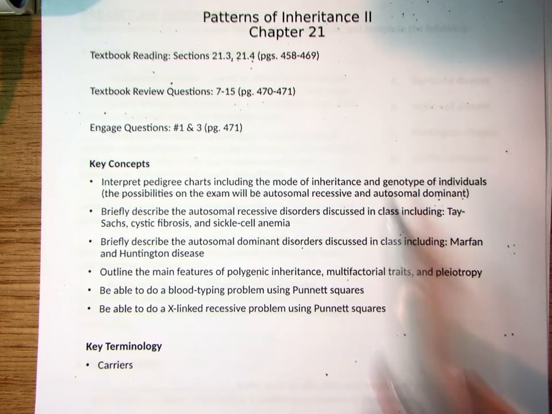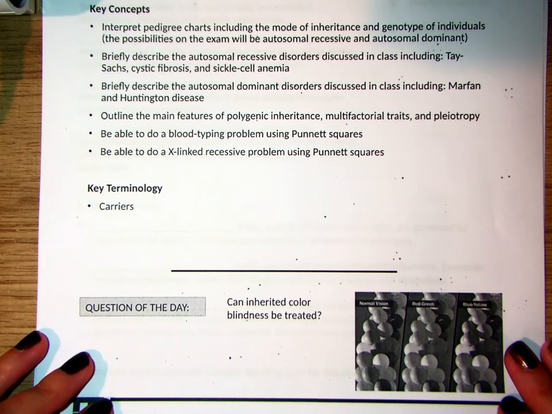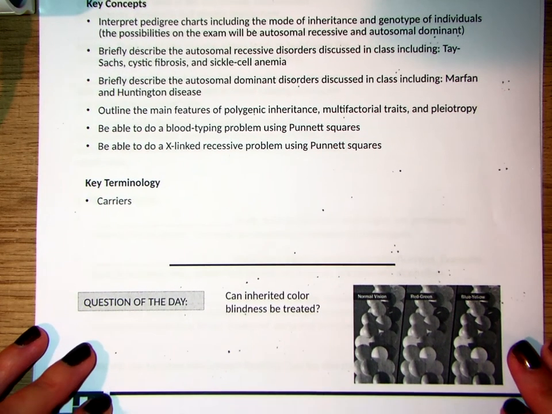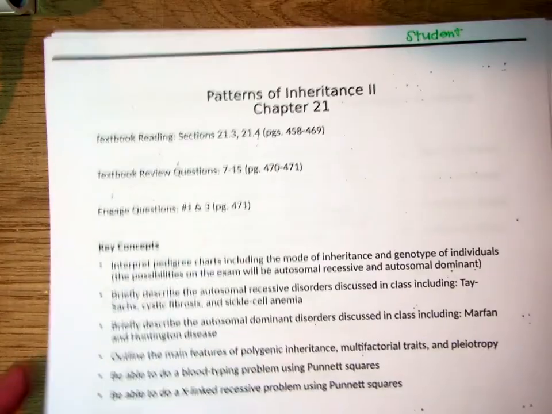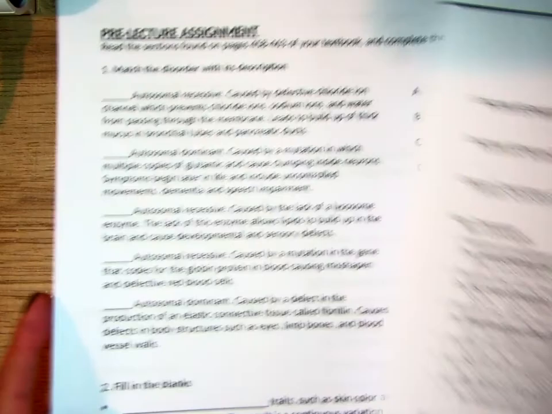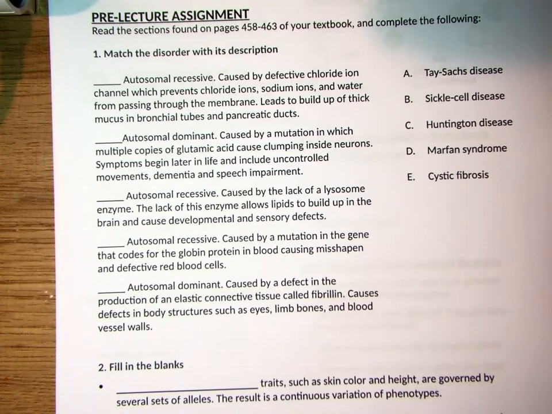Okay, moving on. Our question of the day here is, can inherited color blindness be treated? And if I have this printed in color, you could see what normal vision was like compared to red-green, compared to blue-yellow color blindness, but mine all looks the same, so sorry about that. My color printer finally came, so I just gotta get that set up now. So for the pre-lecture assignment, this top part, I'm gonna skip because we're going a little slow here. But the bottom part, I do want to go over.